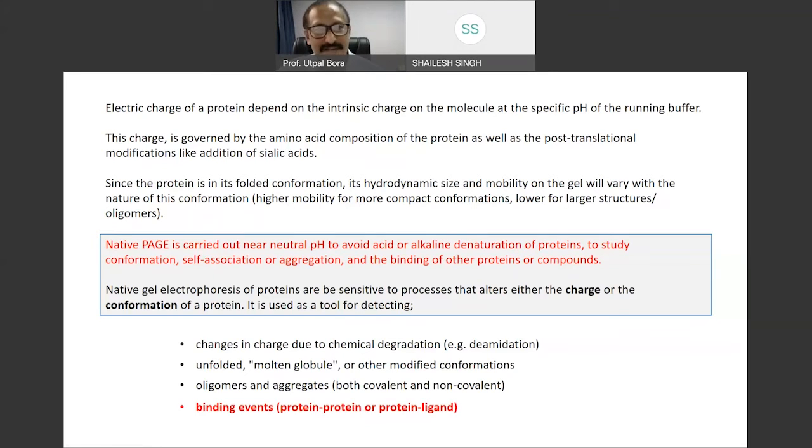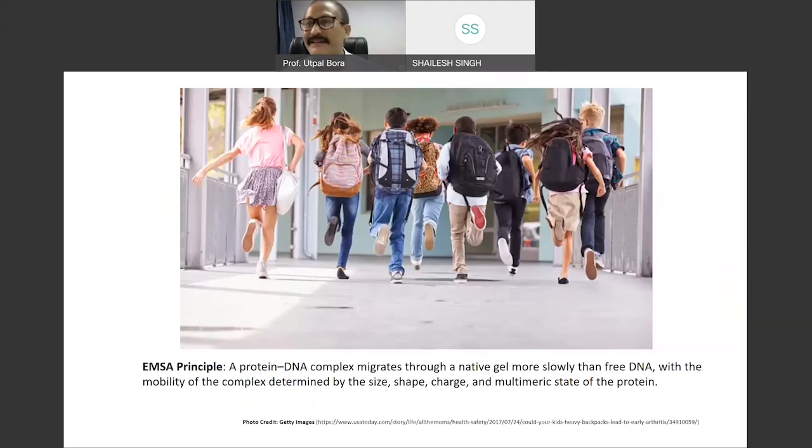And most important and useful to us for this particular lecture, we can study binding events, whether one protein is binding to another protein, or a protein is binding to a ligand, or a protein is binding to a DNA. So this is the principle of EMSA, through which we study DNA binding proteins, the interaction of DNA binding proteins and DNA.